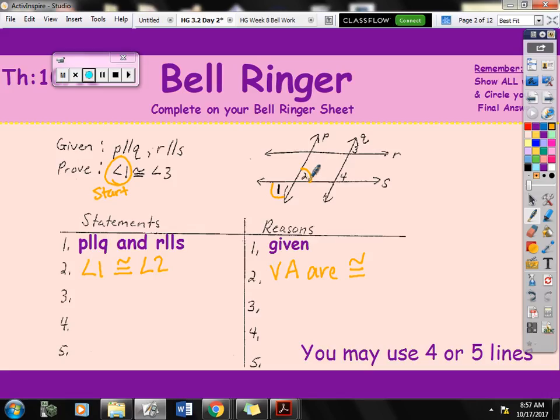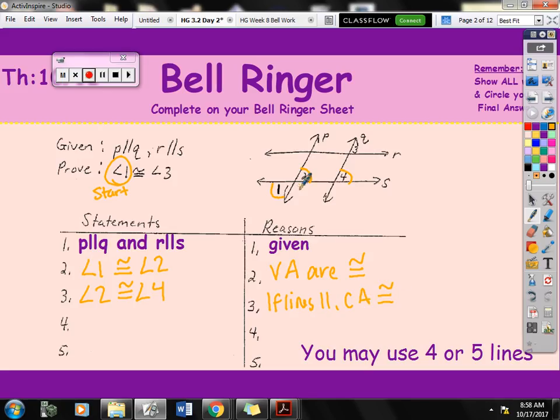Now you want to go from 2 to something else. So what angle is congruent to 2? Marquise? 2 to 4. And those are what type of angles, Marquise? Corresponding. So you either need to write the corresponding angles postulate, or if lines parallel, corresponding angles are congruent.